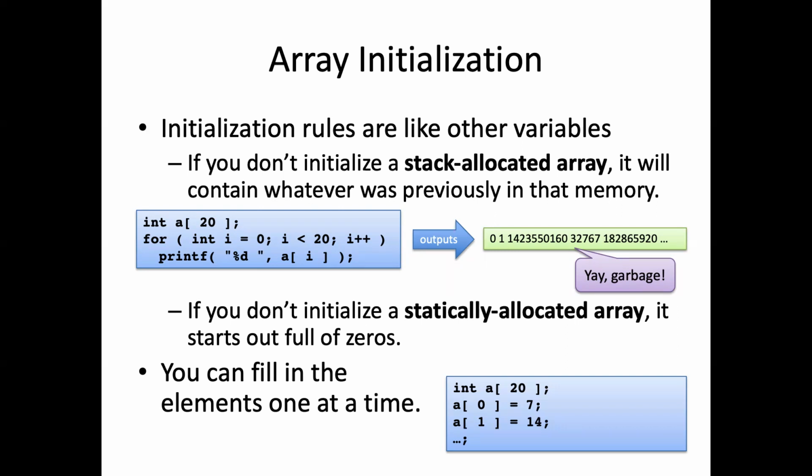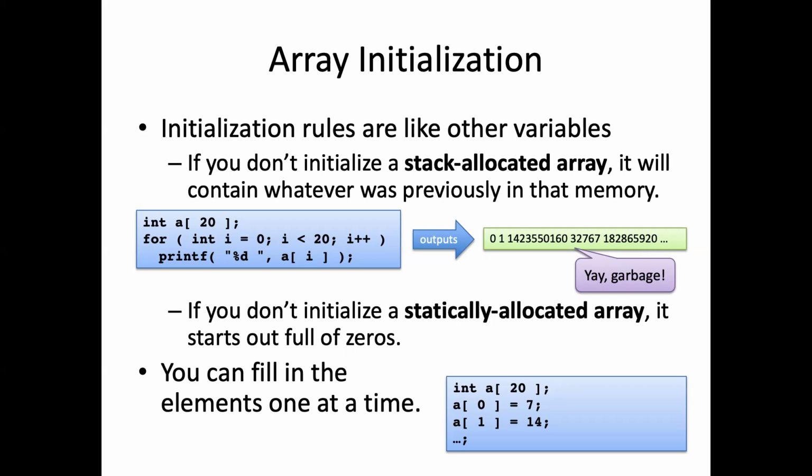So in this sample code at the top, if you make an array A with room for 20 elements, but I didn't put anything in it and I just started printing out those elements, at least when I ran this sample program, that's the garbage I got when I printed it out, because I was just using uninitialized stack memory. If you statically allocate an array, like if you make it a global variable or a static local variable, then it behaves just like any other statically allocated variable. If you don't initialize it, it starts out full of zeros.